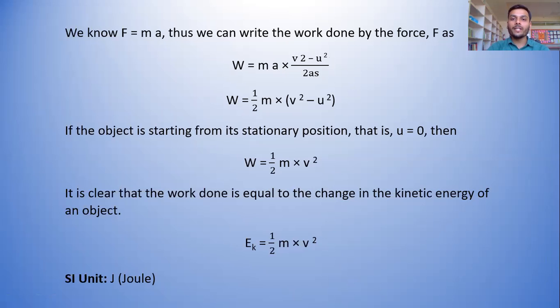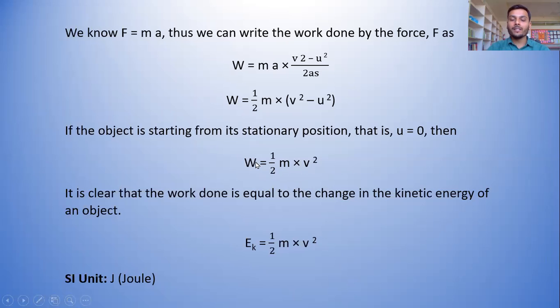Now if the object is in the motion, so that its initial velocity will become 0. So here we are going to substitute the value of u is equal to 0. So this gives an equation w is equal to half mv square, where v is the velocity of a moving object, m is the mass of an object, so that the work is written as half mv square.